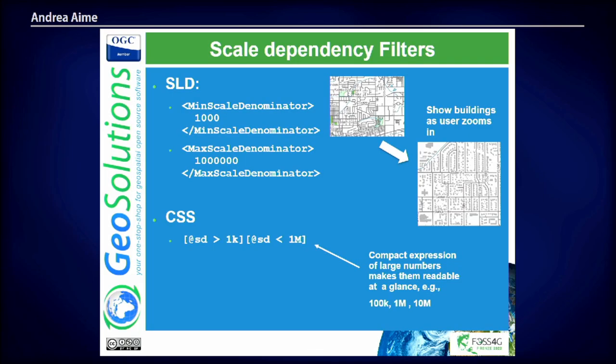Scale dependencies in web maps are key because, unlike a printed map, people can zoom in and zoom out, and we need to display different things at different scales. So in SLD, we have min-max scale denominators that control at which scales stuff appears or disappears. In CSS, we have the @sd variable, the scale denominator, that you can then compare to a value. And you can decide, like in this example, not to show the buildings, but when I'm zoomed in enough, then I'm going to show the buildings in the map.